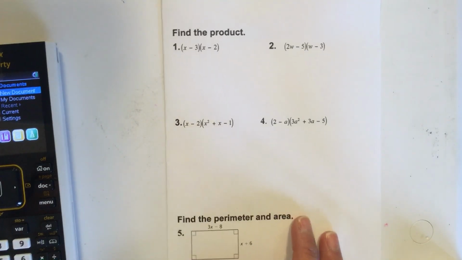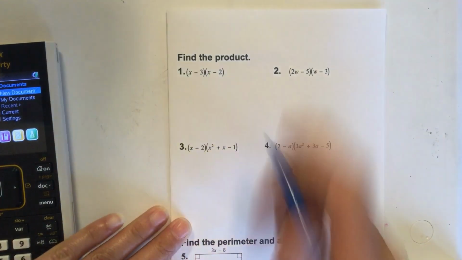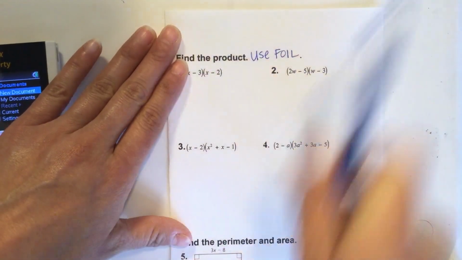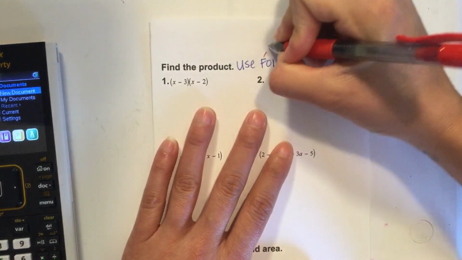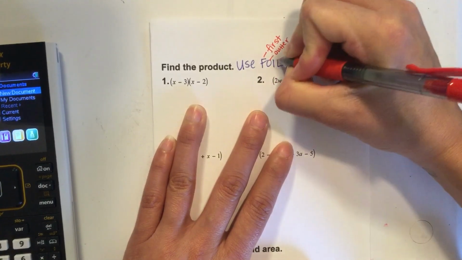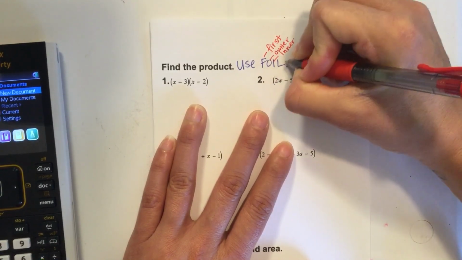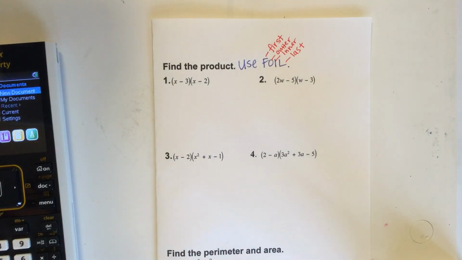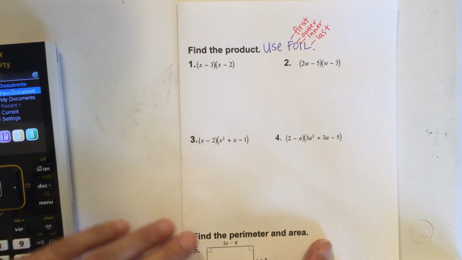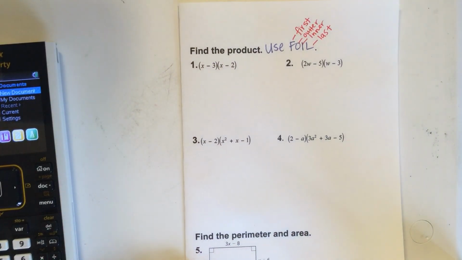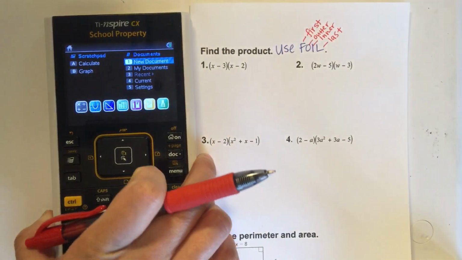Now, we're going to find the product. So when we find the product, we're going to use the FOIL method. So use FOIL. This is what it says in your notes. When we use the FOIL method, it's first, outer, inner, and last. So first, outer, inner, last. When we do that, we're going to look at each problem and multiply each individual term with each individual piece. So everything gets multiplied here. So let's look at number 1.